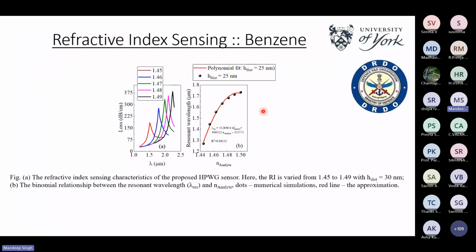Next, we have also used some polymer fitting parameters. You can see we have tried to fit the resonance wavelength we have seen with a theoretical model, and it shows well-matched results. So it verified the model very efficiently.